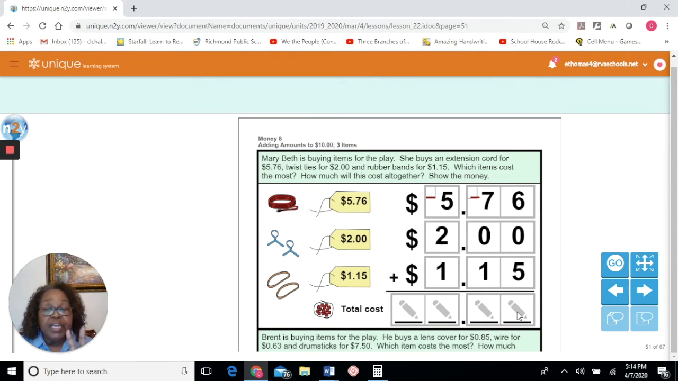So 11 is a 2-digit number. We have to put the 1 that's in the ones place. Excellent. Where are we going to put the 1 that's in the tens place? We have to move that up to the tens place, and that 1 goes there. Excellent. It's still 11. 1 in the tens place and 1 in the ones place.